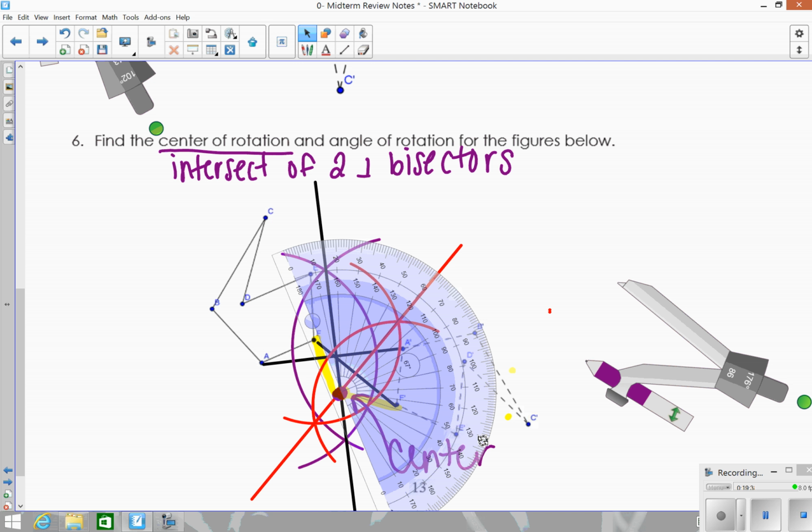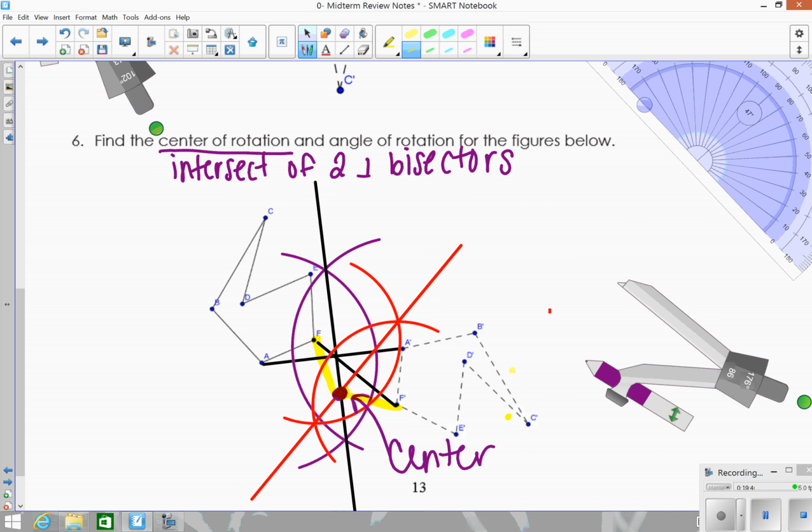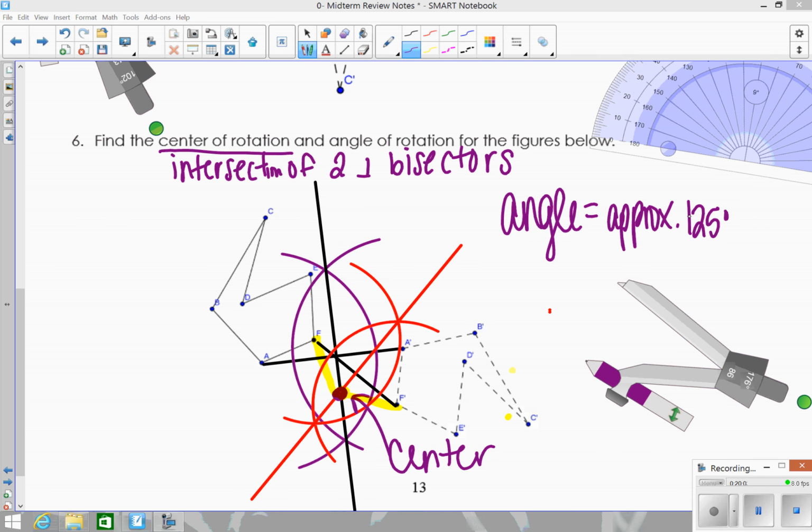So it looks like it's maybe 125-ish. This is a little bit off because those lines are so thick, but I'm just going to say approximately 125. So the angle equals approximately, and you might have gotten a different measurement, 125 degrees. So I would just add in, it's approximately a 125 degree rotation, and it would be clockwise because it's going from the non-primes to the prime, so it's going this direction. So approximately 125 degrees clockwise, or you could say negative 125.